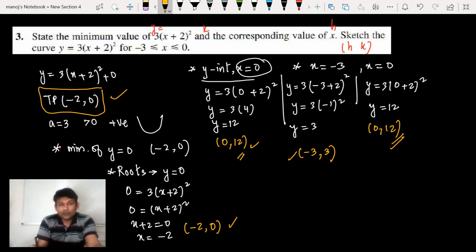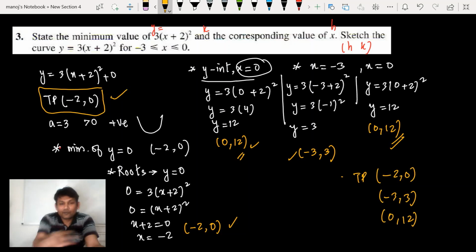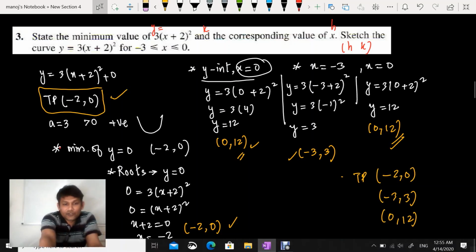So all the coordinates minus 2, 0, this minus 2, 0 and this minus 2, 0 are also the same. Altogether the total values are minus 2, 0, that is the turning point also. We have minus 3, 3, and we have 0, 12. We just have 3 coordinates now, and we have to draw our quadratic sketch.